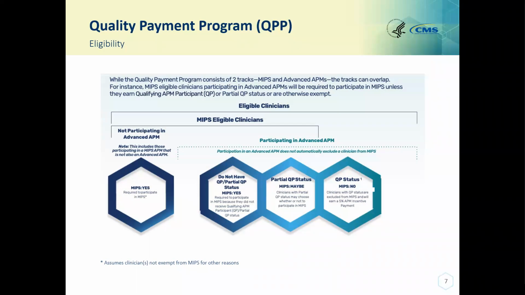However, if you are participating in an Advanced APM, but you do not achieve QP status or partial QP status, then you are also required to participate through the MIPS track. However, if you achieve partial QP status, you have the option. You can choose whether or not you want to participate in QPP through MIPS. And then if you have achieved QP status through your Advanced APM, you are excluded from participating in MIPS.